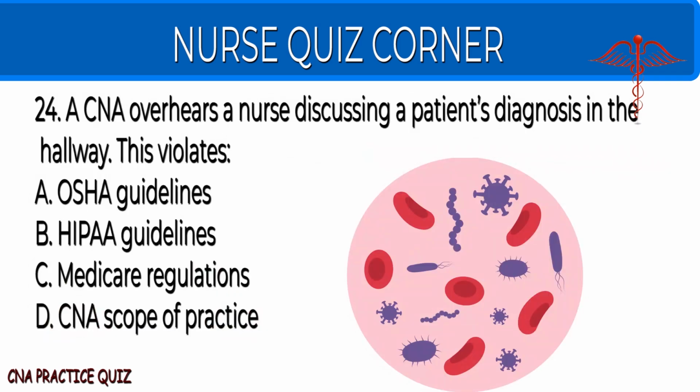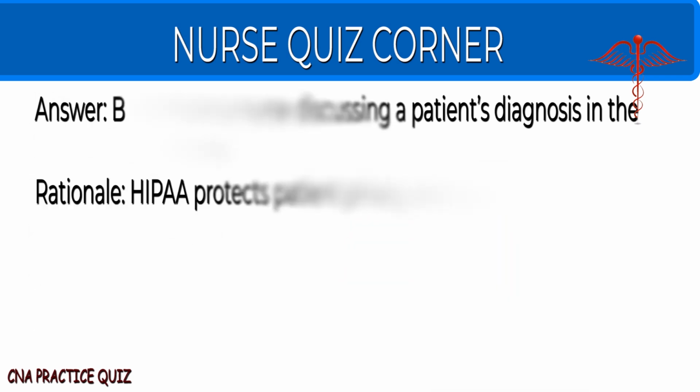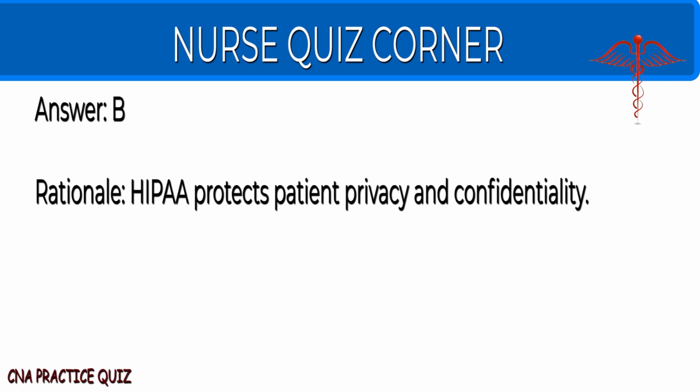24. A CNA overhears a nurse discussing a patient's diagnosis in the hallway. This violates: A. OSHA guidelines. B. HIPAA guidelines. C. Medicare regulations. D. CNA scope of practice. Answer B. Rationale: HIPAA protects patient privacy and confidentiality.